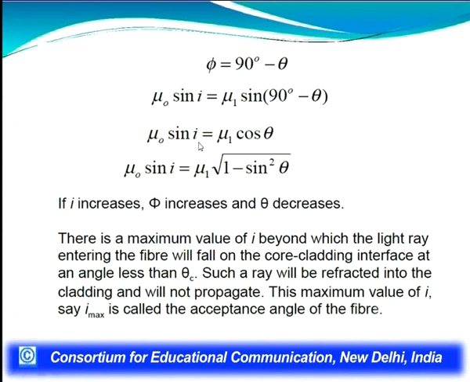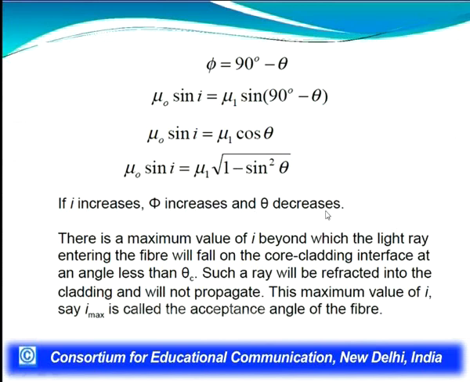Now mu naught sine theta I is equal to mu1 sine of 90 minus theta. As we know, sine of 90 minus theta is equal to cos theta, so we put sine of 90 minus theta equal to cos theta. Now we have mu naught sine theta I is equal to mu1 cos theta. As we know that sine square plus cos square theta is equal to 1, from here we take cos theta equal to root of 1 minus sine square theta, where we know that if theta increases, it means the angle of incidence increases, then phi increases and theta decreases.